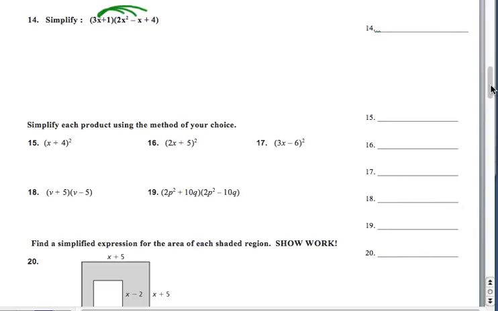So 3x times 2x squared, multiply the normal numbers, add the exponents. 3x times negative x, multiply the normal numbers, add the exponents, and 1 times 4 is just multiplying two normal numbers. Then we're going to do the same thing with the 1. We're going to send the 1 everywhere into the other parenthesis. So 1 times 2x squared is simply 2x squared. 1 times negative x is simply negative x.